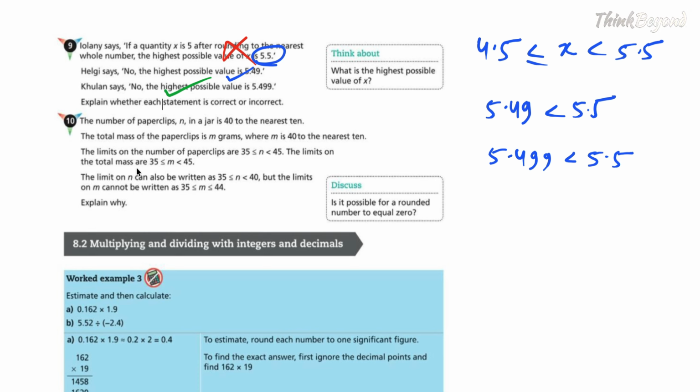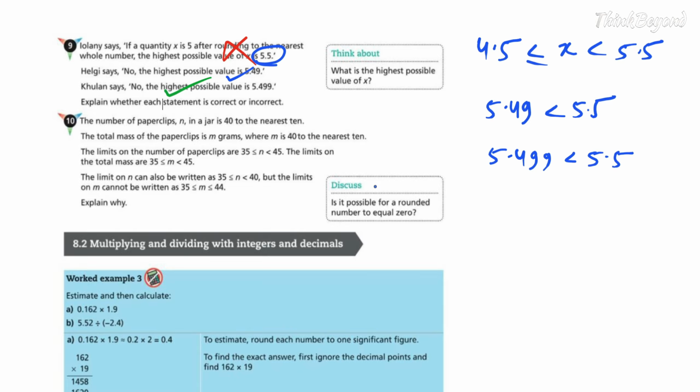It says the number of paper clips n in a jar is 40 to the nearest 10. The total mass of the paper clips is m grams, where m is 40 to the nearest 10. The limits of the number of paper clips are 35 less than or equal to n less than 45. The limits on the total mass are 35 less than or equal to m less than 45. The limits on n can also be written as 35 less than or equal to n less than or equal to 44, but the limits on m cannot be written like this. Explain why.